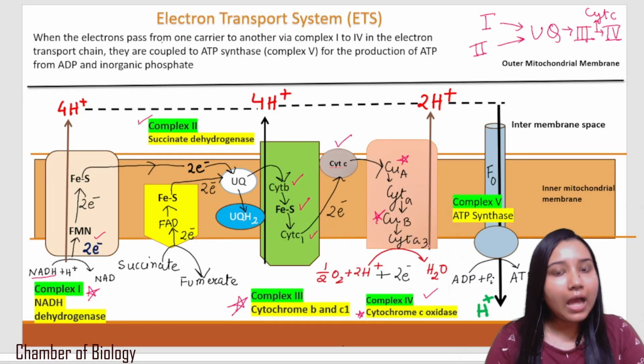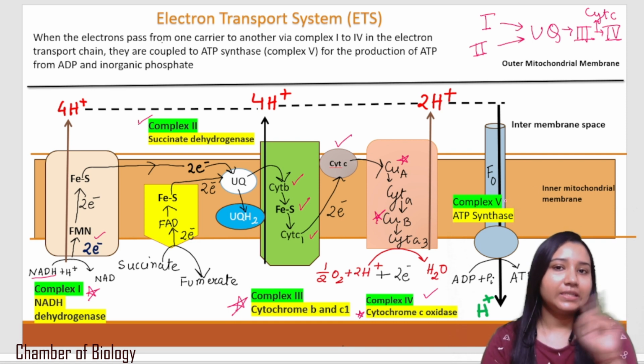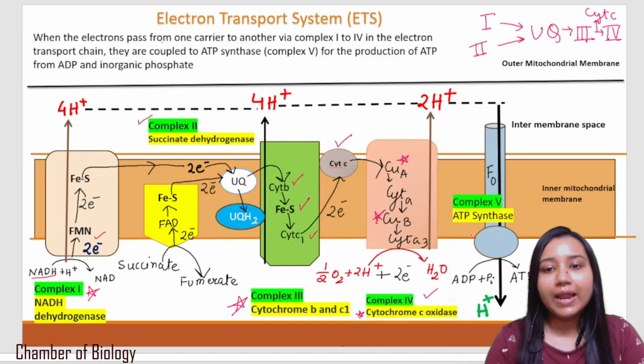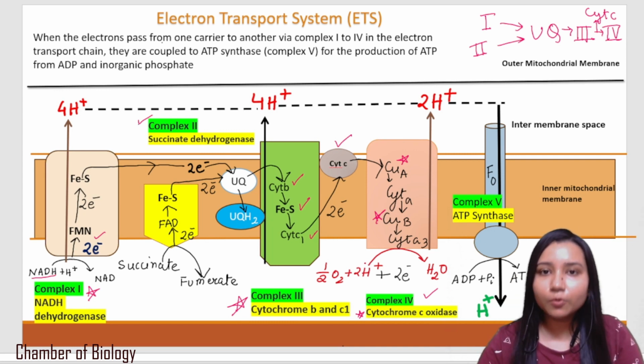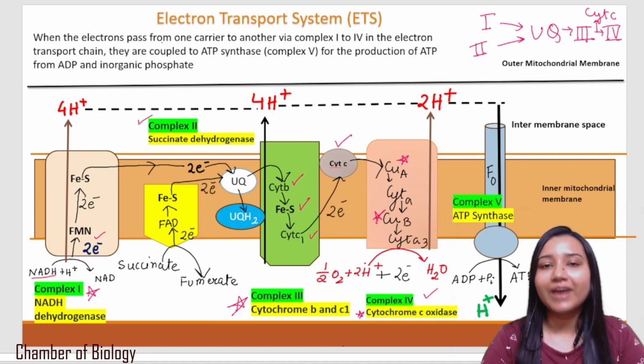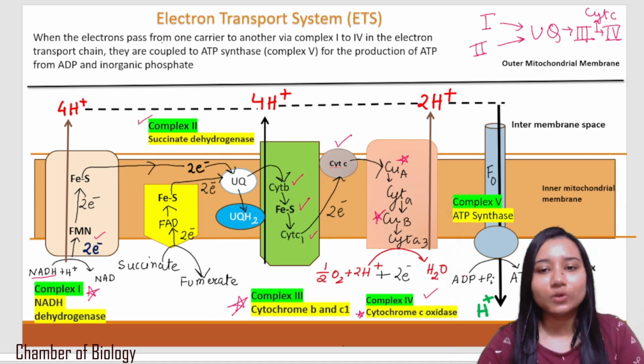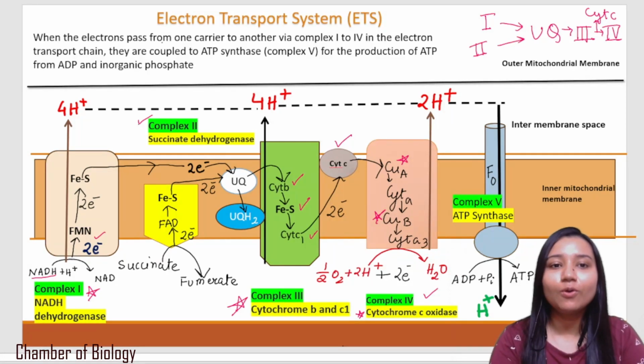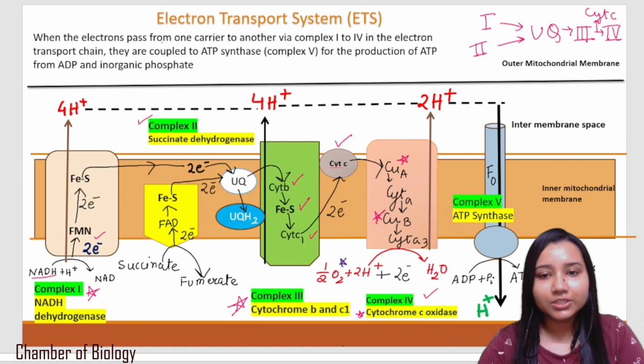Okay. Now, where will this electron go? Will it go to complex 5? No, it is not going to complex 5. Rather, the electrons are now going to be transported, or who is going to finally accept this electron? So the final acceptor of electrons in the electron transport chain is our oxygen. So finally we can see the role of oxygen in aerobic respiration.